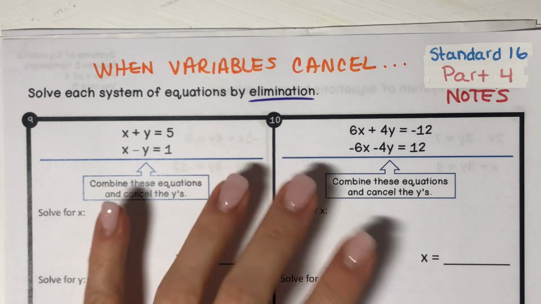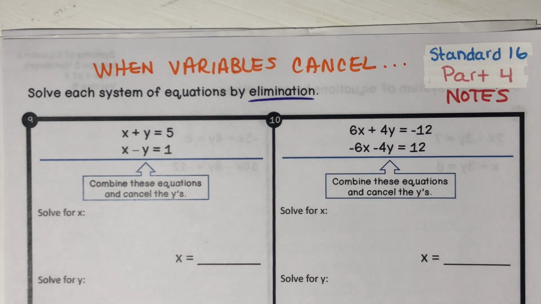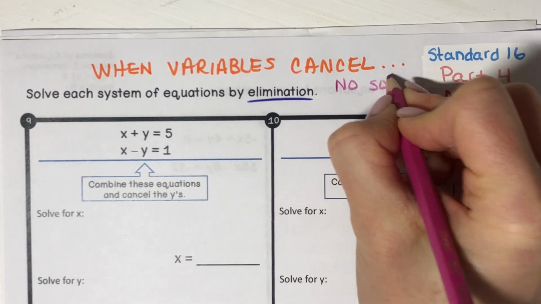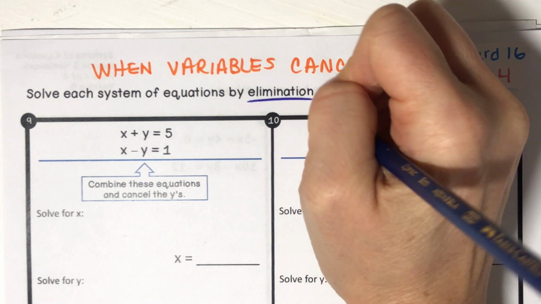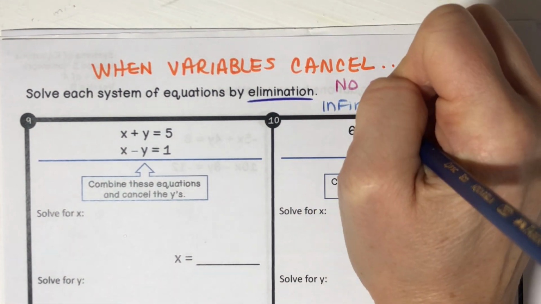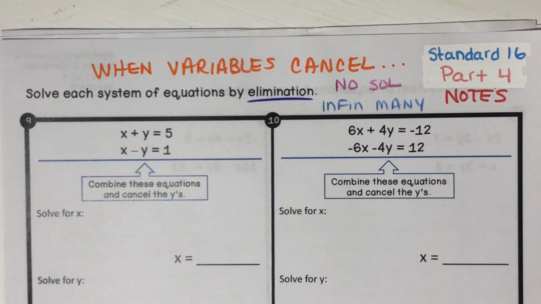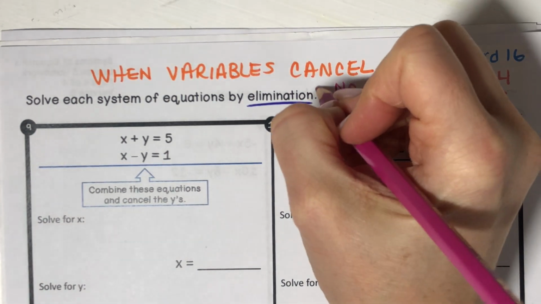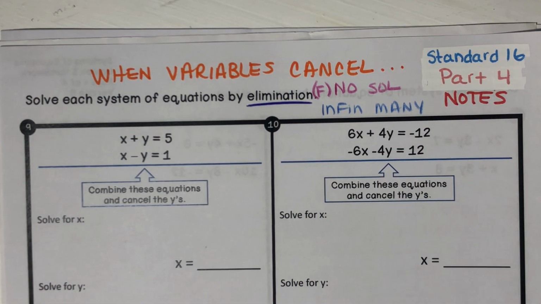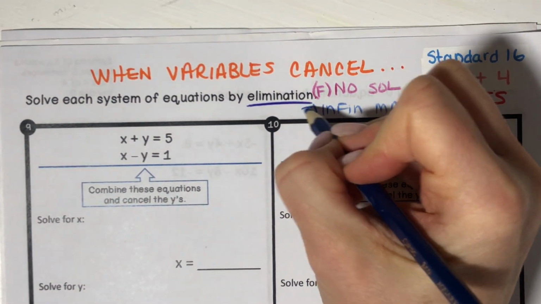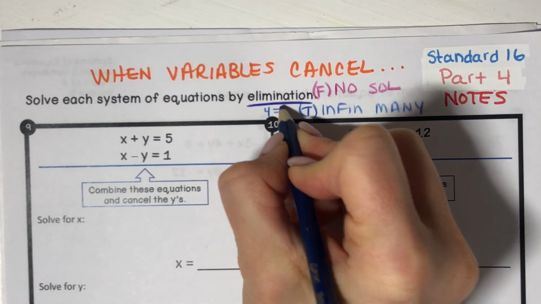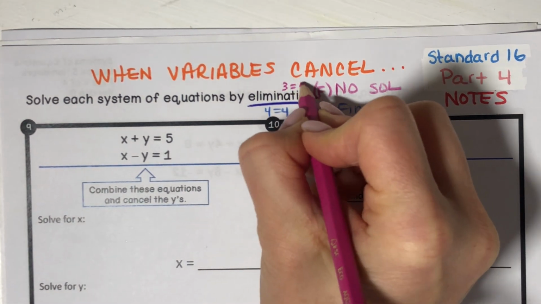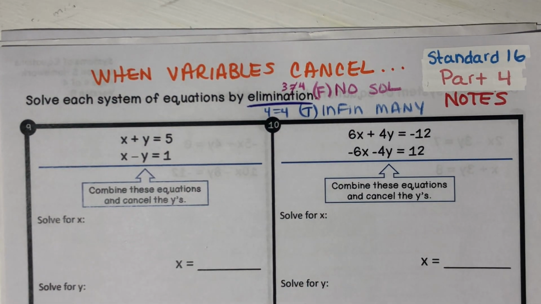When my variables cancel out in these problems, something's up. I am not going to give an (8,5) answer. I'm either going to write the words no solution or infinitely many. It will be no solution if what's left is false. It will be infinitely many if what's left is true. And by that I mean like 4 equals 4. Yeah, that's true. False means 3 equals 4. That's not true.